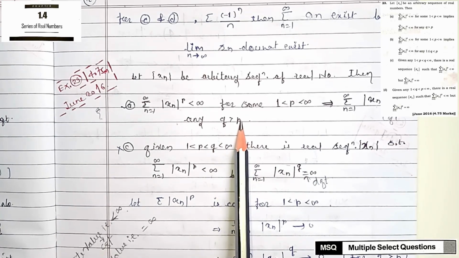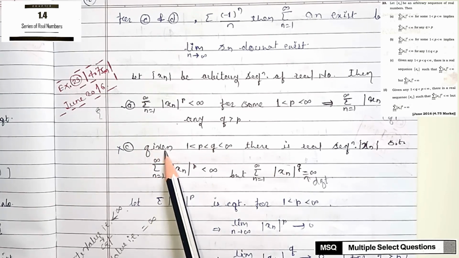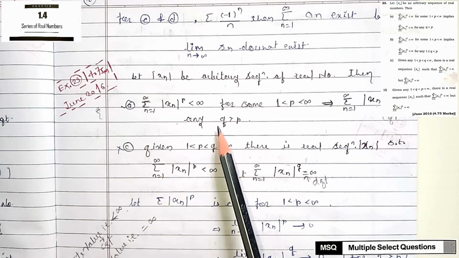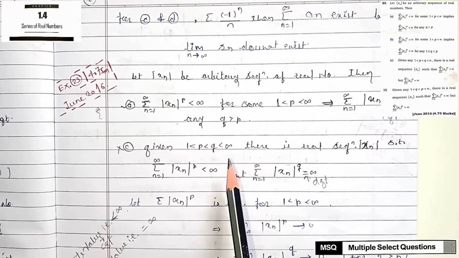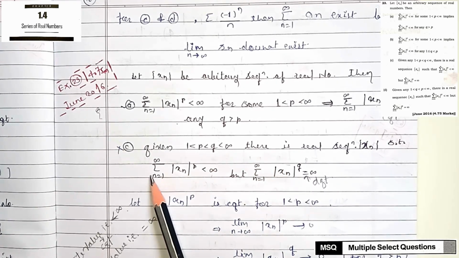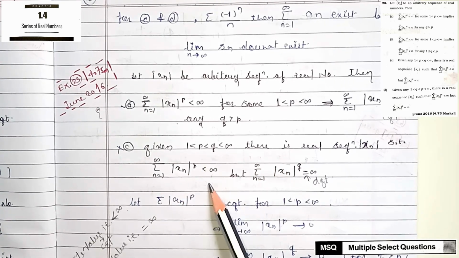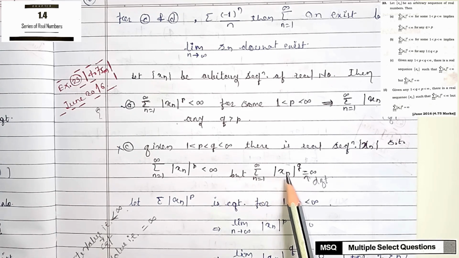And option C is similar to option A, so that's why I have taken A and C together here. It is given that 1 strictly less than p strictly less than q strictly less than infinity. So there is a sequence xn such that the sum from n equal to 1 to infinity, xn raised to p, is strictly less than infinity, but the sum from n equal to 1 to infinity, xn to the power q, is equal to infinity.